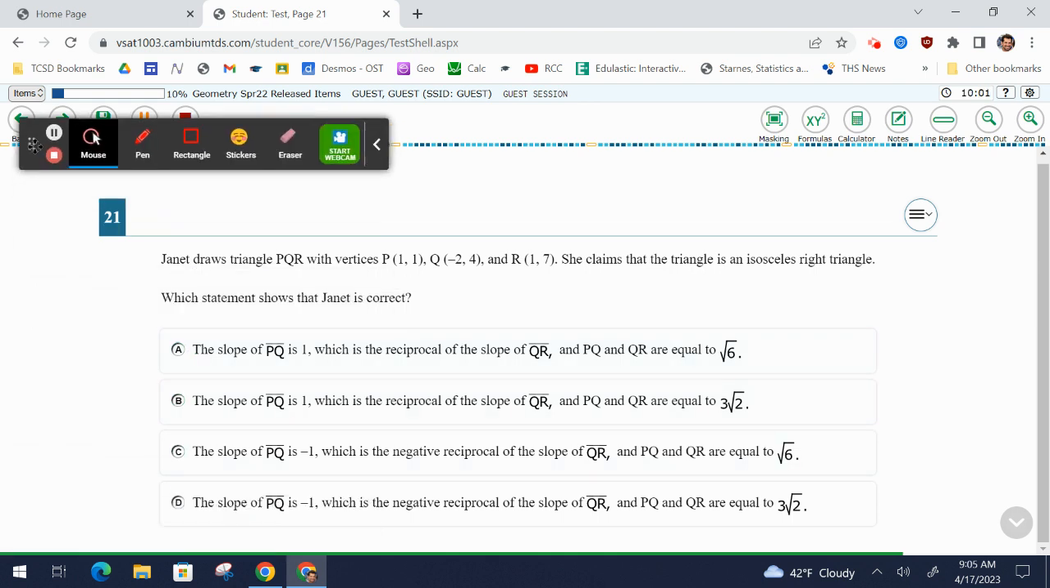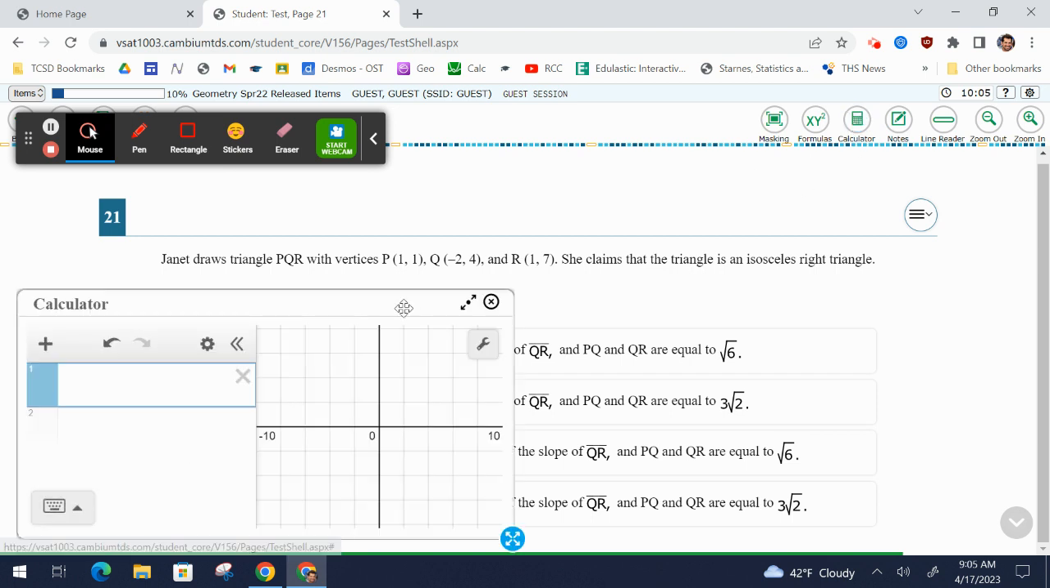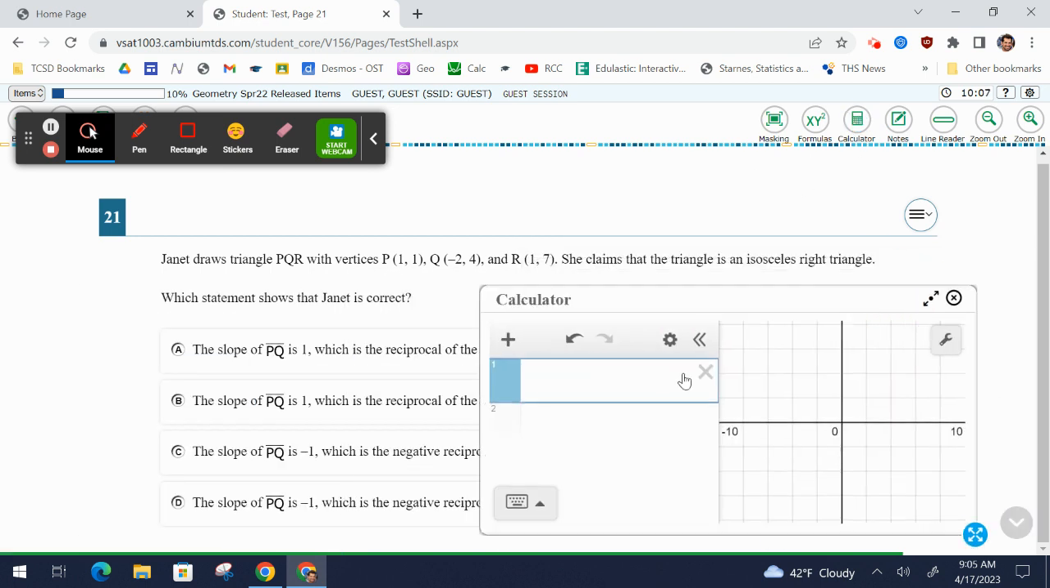So the very first thing I would do is go into the calculator and graph this. Remember that polygon command that we talked about in class? So polygon. Now when you use it, open a parenthesis, and start each point with its own parentheses. So (1, 1), (-2, 4), and (1, 7). All right, so there's that triangle.